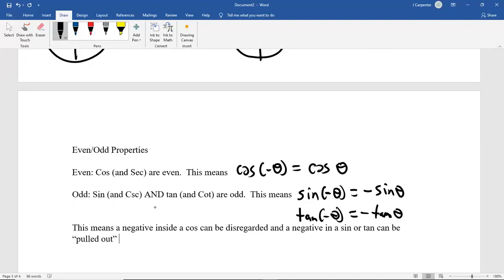Are these properties necessary to do anything in this course? Only proofs, when we're proving the left side equals the right side. That's a later chapter. So alternatively, instead of using these even and odd properties, you can just find coterminal angles and then go back to what we were doing earlier. But this would be a shortcut.